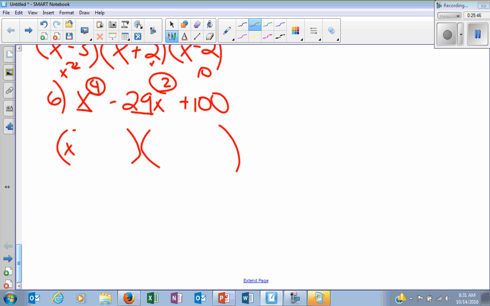I'm going to put x squared here. I'm going to put x squared here. Same signs means add. Both signs are going to be negative, so I can put my negative here. I need two numbers that multiply to 100 but add to 29.